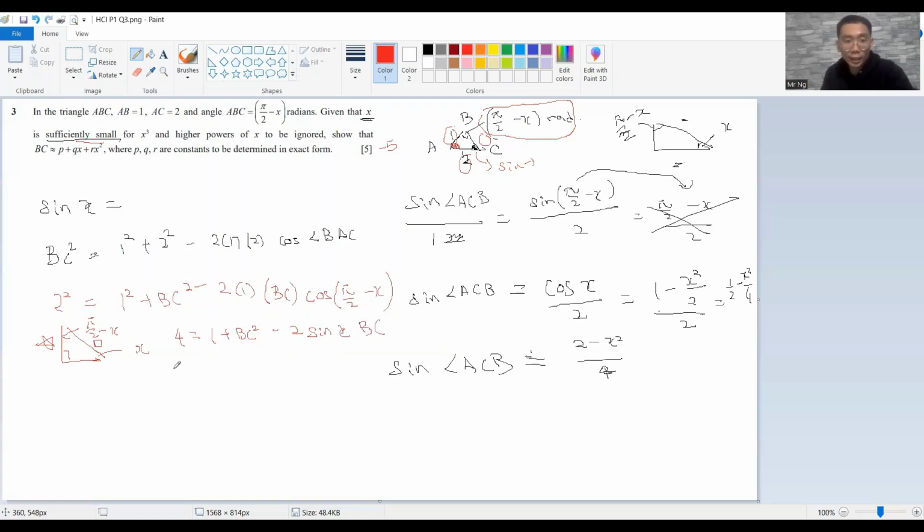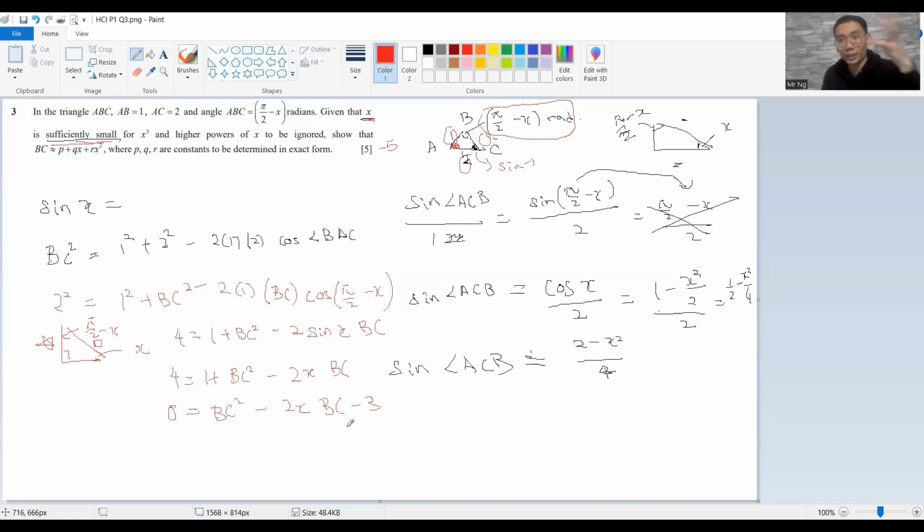So sine x is just x because of the small angle approximation. Okay, because they give us this information, x is sufficiently small. So with that we will be able to re-express this like that. So the key is still to find BC, but let us reorganize the information a bit. So 0 is equal to BC square minus 2x BC and then minus 3.